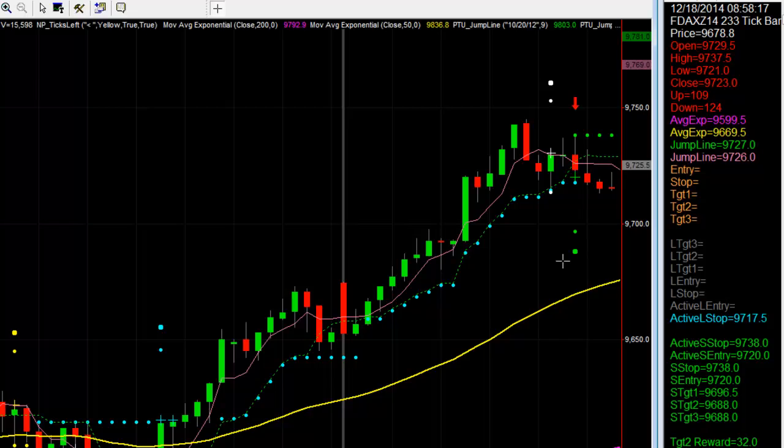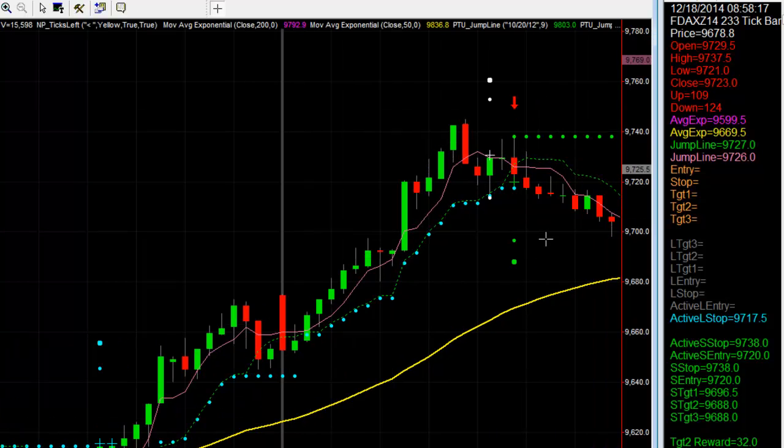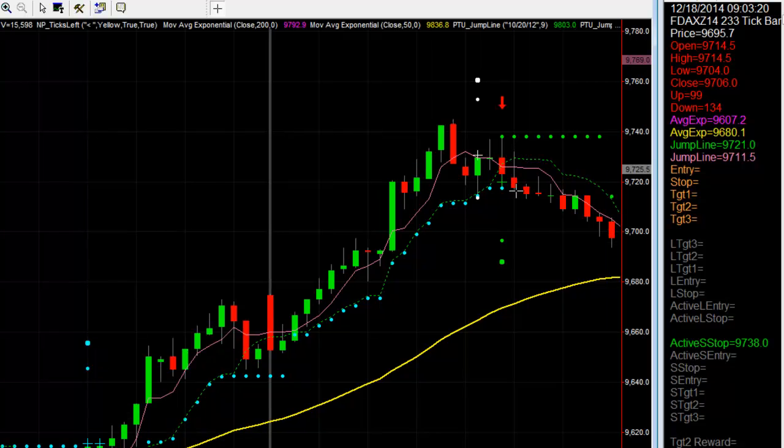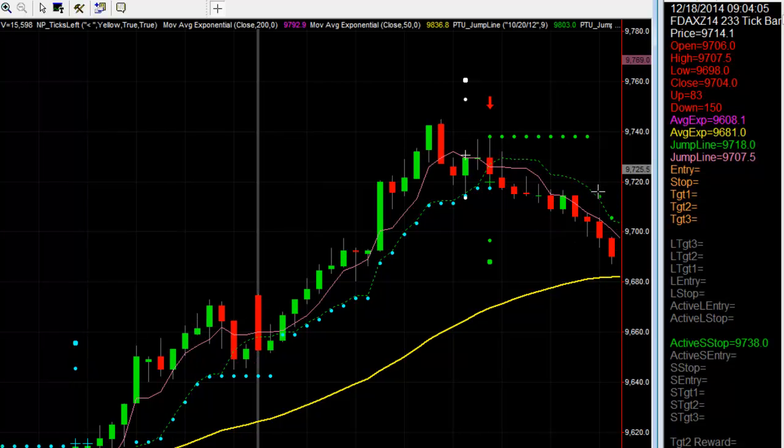Okay, so this gets short and it pushes down and it almost hits the first target. Now when it does, if it does hit the first target, we're going to move our stop from up here to down here and lock in one tick to cover the cost of our trade, offset the commission, maybe a little slippage. So when it pushes through here, the stop's going to move down. Not only are we going to lock in one tick, but we're also going to trail the jump line. And that's what happens. The stop keeps moving lower with every bar that closes below the jump line. The stop follows it down.